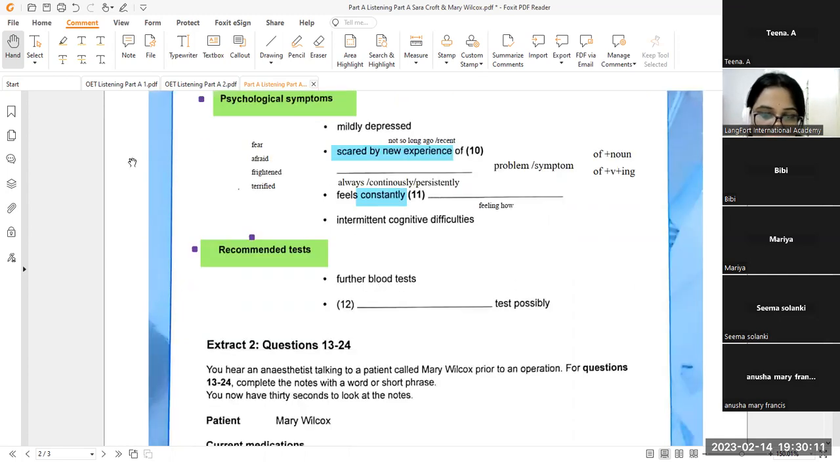Anusha, can you read the last one for me, please? Yes, ma'am. Dash test possibly. So we are looking for the name of a test, correct. But one second, we have another word we have to analyze here. That being the word possibly.